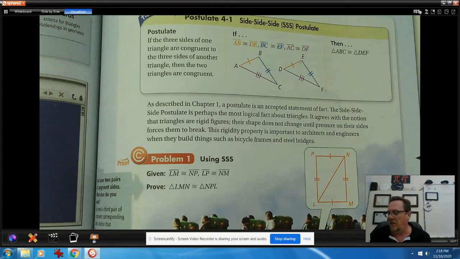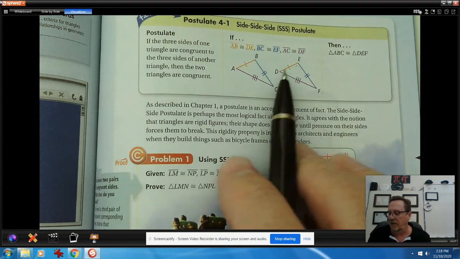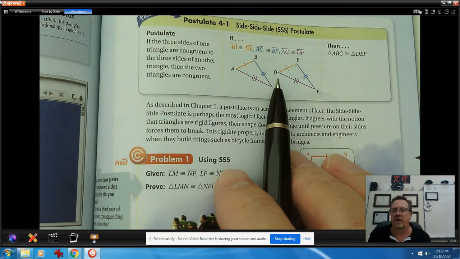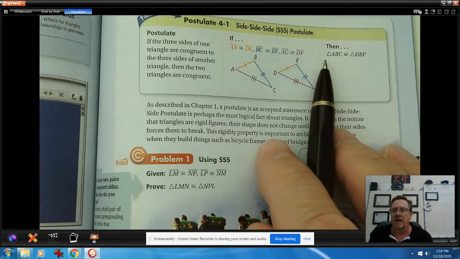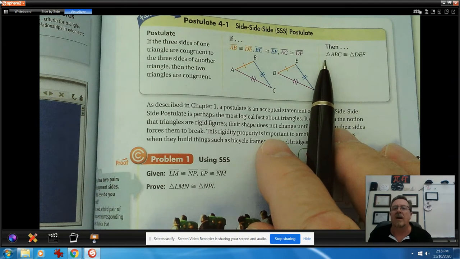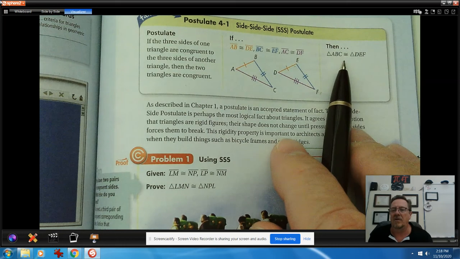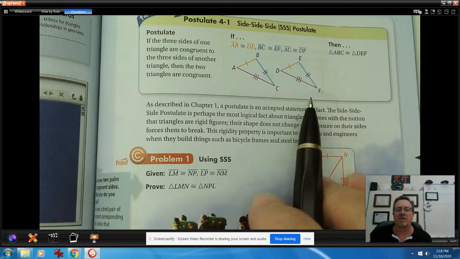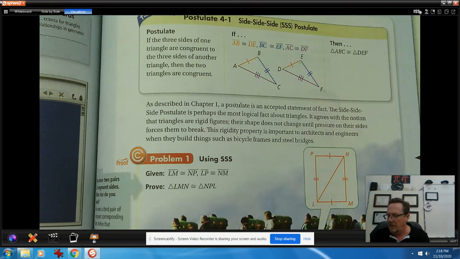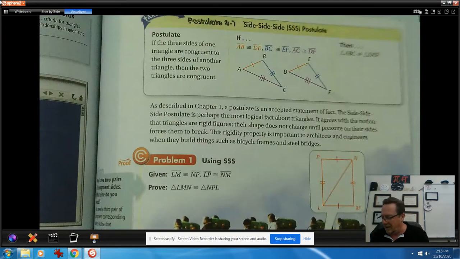So if you can show that all 3 sides of one triangle are congruent to all 3 sides of the second triangle, then you can say the 2 triangles are congruent. I also want you to notice the way they're naming triangles. There's the triangle symbol in front of the letters that are the vertices, and then they use the congruency symbol and the triangle symbol with all 3 letters of the vertices for the second one. That is going to be one of our shortcuts.